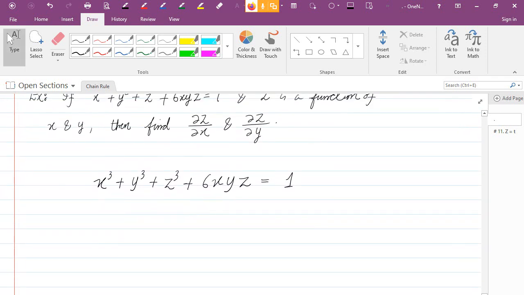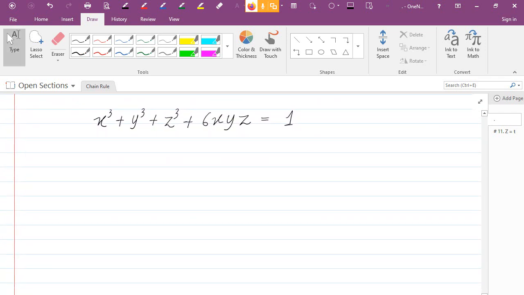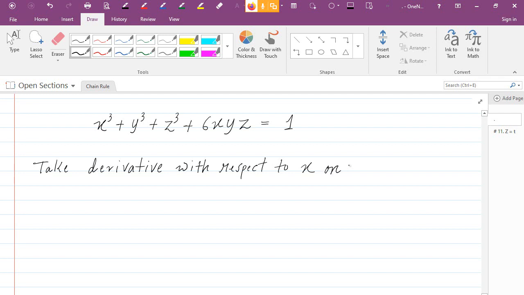Okay, so let's take the partial derivative of z with respect to x. What I'm going to do is take the derivative of both sides with respect to x, on both sides.